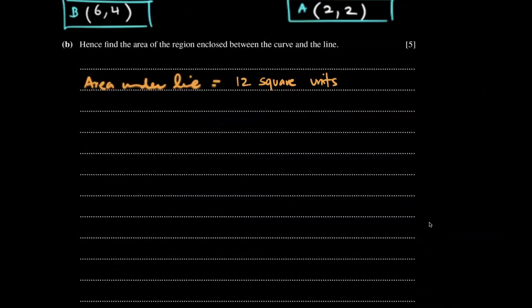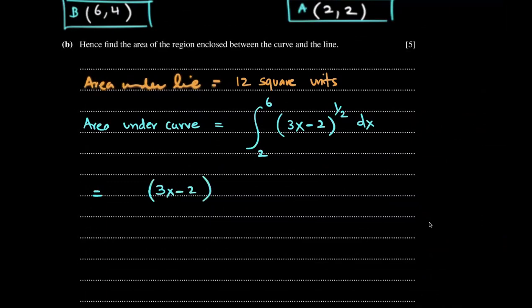Now let me find the area under the curve. That is, let's integrate the equation between the limits 2 and 6. The equation is (3x minus 2) raised to the power of half dx. We will apply the chain rule of integration. The bracket remains as it is. The power increases by 1, divide by the new power, also divide by the coefficient of x, which is 3, and the limits are 2 and 6.